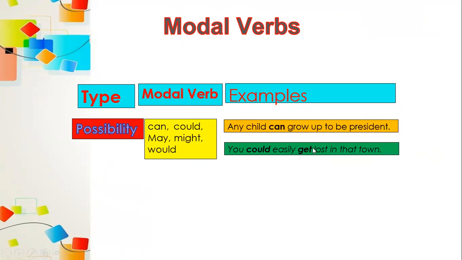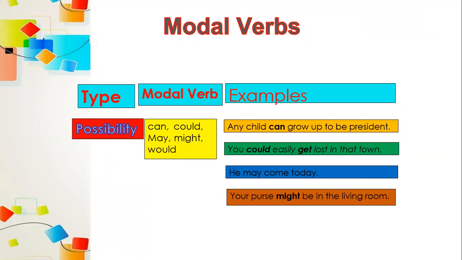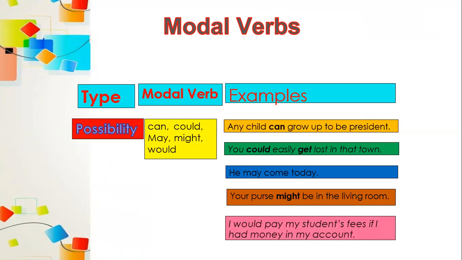You could easily get lost in that town. Possibility is expressed here. It is not sure. He may come today. Here again, possibility is expressed. Chance is expressed that the concerned person may come or may not. Your purse might be in the living room. Possibility is expressed here. It is not certain that the purse is in the living room.